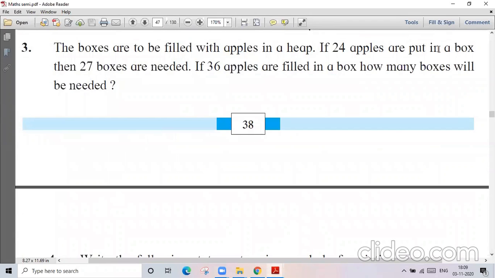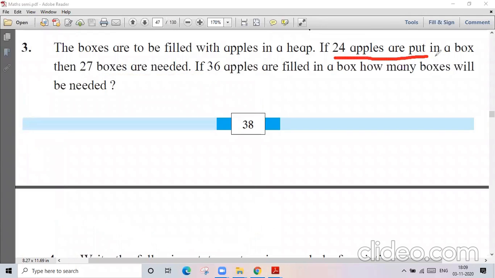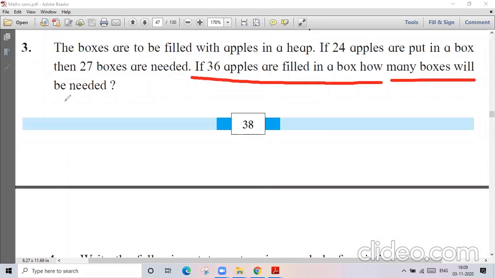लेट्स सी हियर. सो नंबर ऑफ बॉक्सेस टू बी फिल्ड विथ ऍपल्स इन अ हिप. राईट? एक मोठा बॉक्स, एक मोठा हिप आहे म्हणजे असं त्याच्यामध्ये तुम्हाला बॉक्सेस ठेवायचे ऍपल्स. राईट? If 24 apples are put in a box, then 27 boxes are needed. किती बॉक्स लागणार तुम्हाला? 27 boxes. If 36 apples are to be filled in a box, how many boxes will be needed?